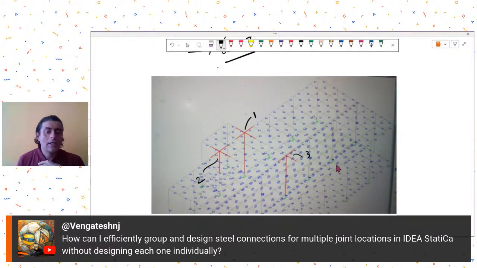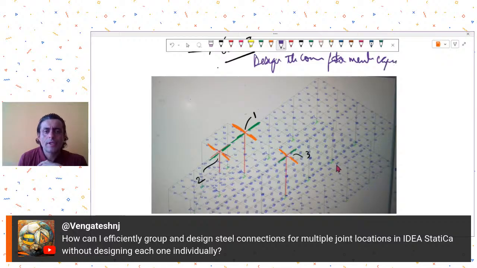Now let's say that these orange beams were of one size, and then these green beams were of a different size. Now one of the ways is to design the connection for the member capacity. That means whatever is the moment capacity of that member, suppose the moment capacity of this beam, I'm not saying the analysis moment, I'm saying the moment capacity, the resistance that it can offer.